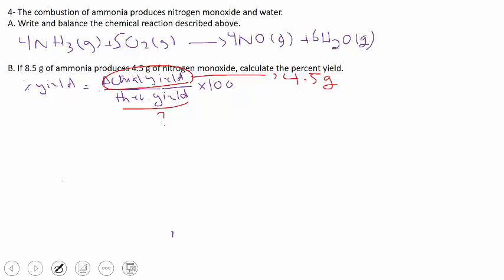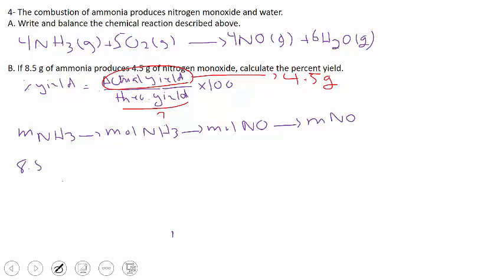So our plan to solve for this is from the mass of ammonia, you want to find moles of ammonia, and from moles of ammonia you want to find moles of nitrogen monoxide, and once you have moles of nitrogen monoxide you want to find mass of nitrogen monoxide. So we start with 8.5 grams of ammonia.